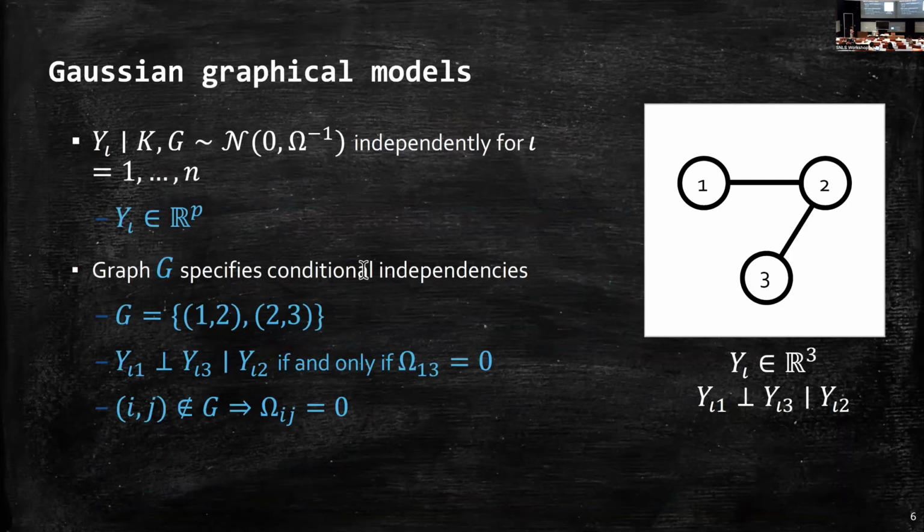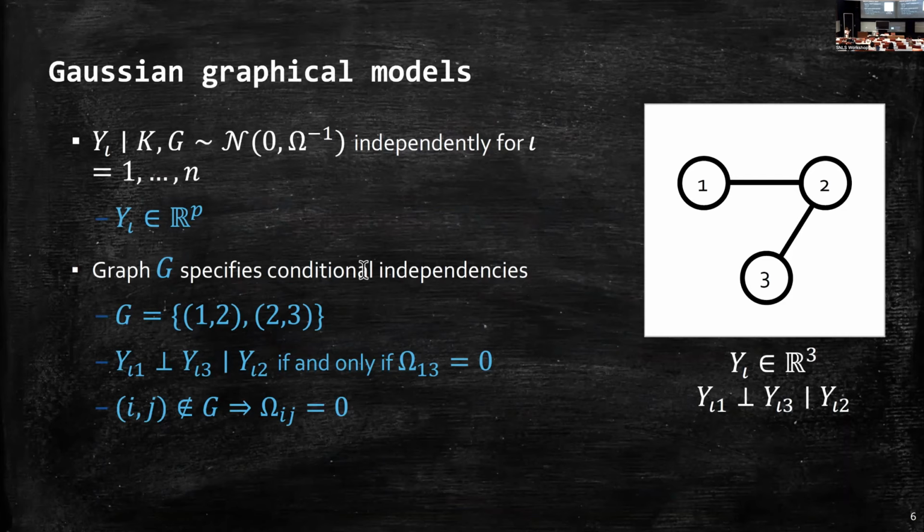So this is very simple. Suppose this is the setup of a Gaussian graphical model. We have data y_i, in my cartoon a three-dimensional vector. So you have data on three variables, and you assume that your random vector has a Gaussian distribution with precision omega. Given the graph and the precision, we will see that there is a one-to-one correspondence between the precision matrix and the graph.